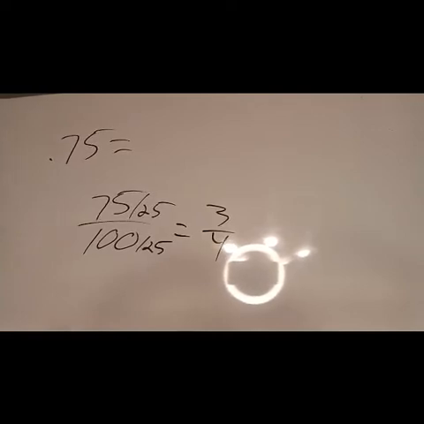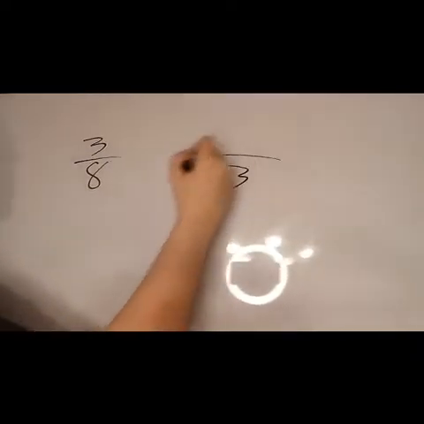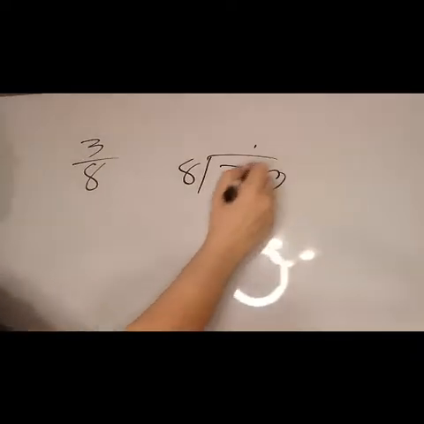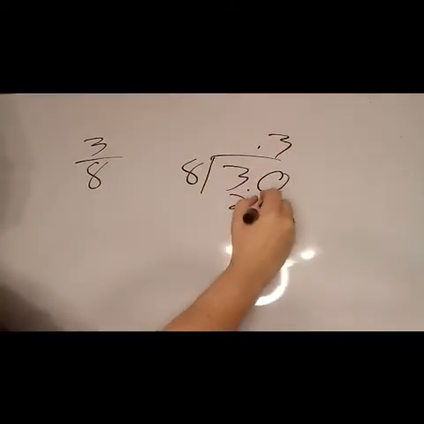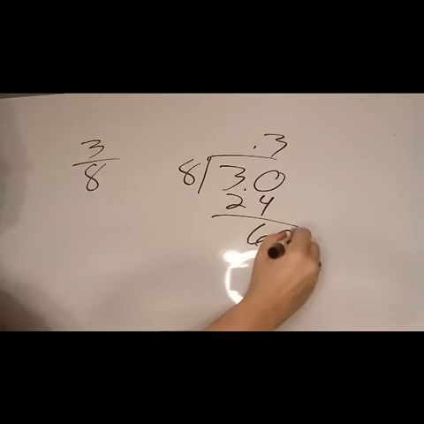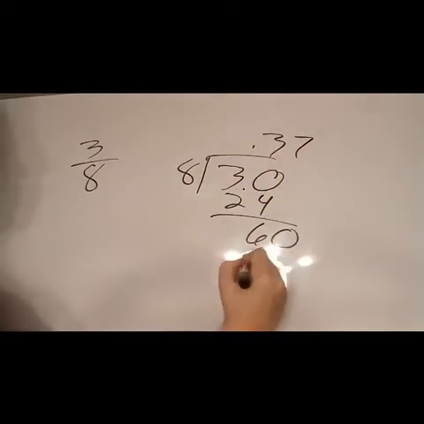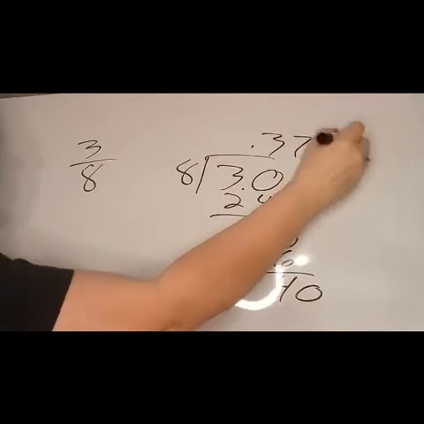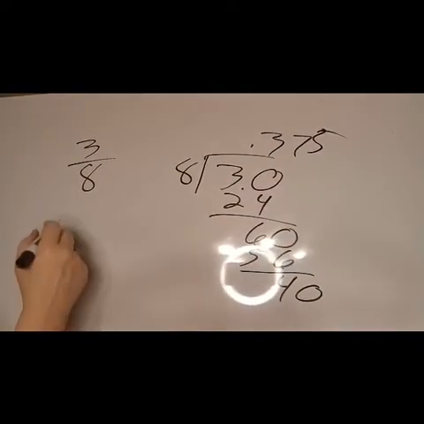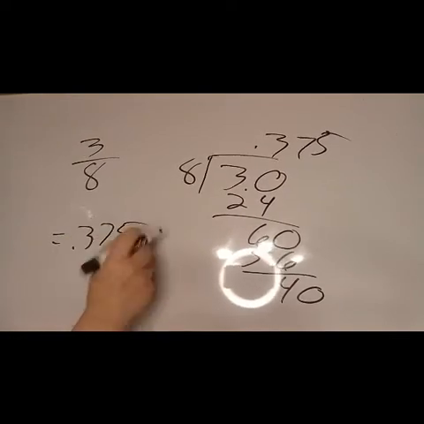Let's look at a harder one. Let's look at 3/8, which is 3 divided by 8. That's 3, we'll get a 24. I have 60 left over. So that's 7, 56. 40 left over. And 5. So 3/8 is 0.375.